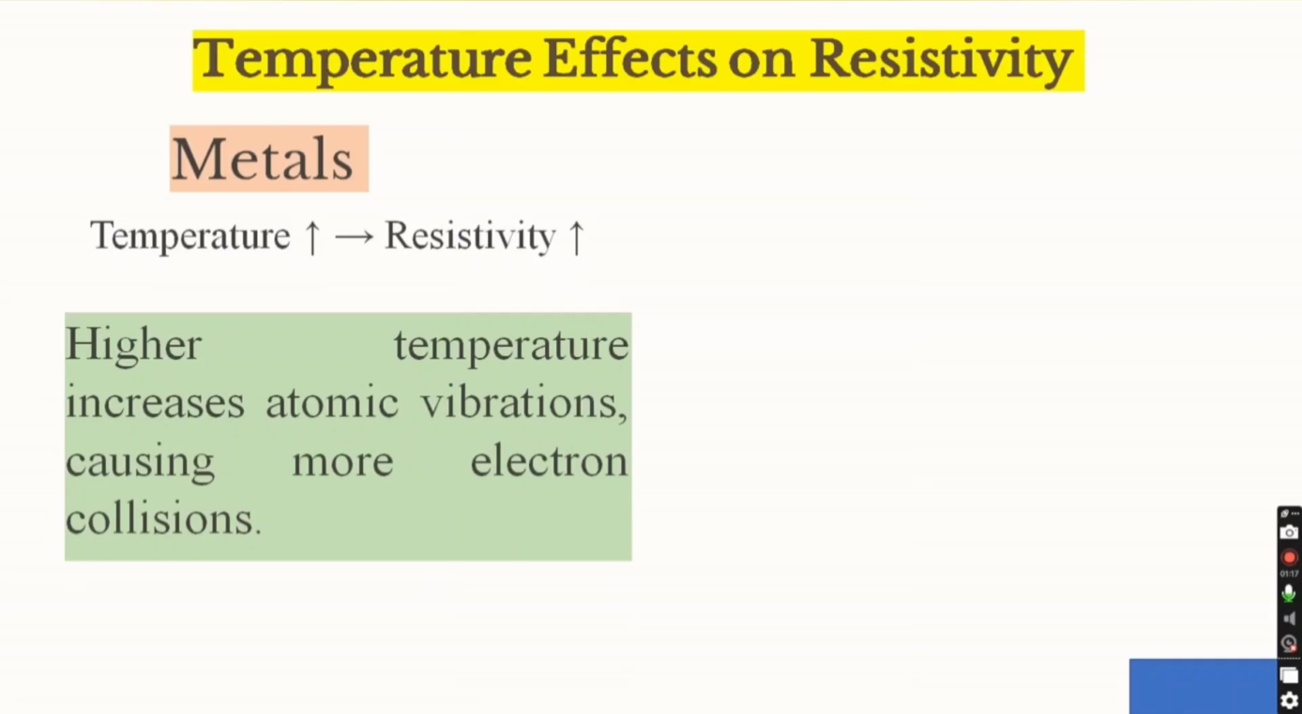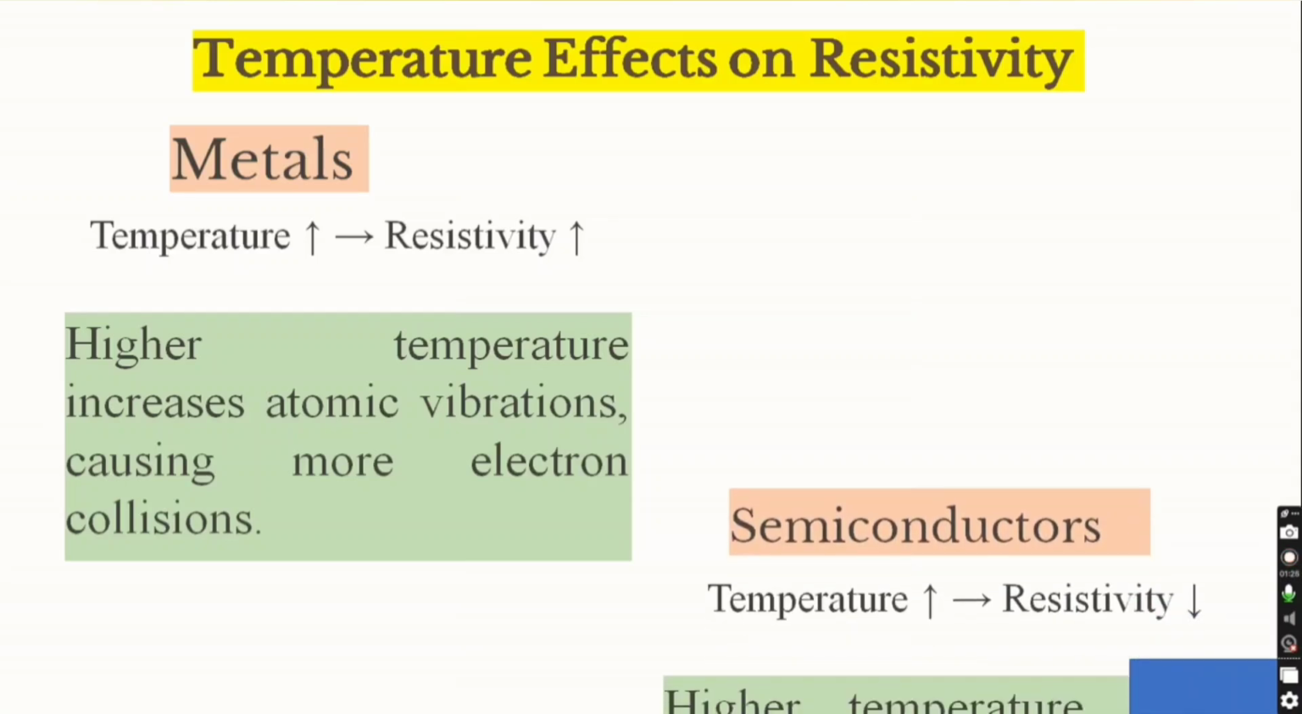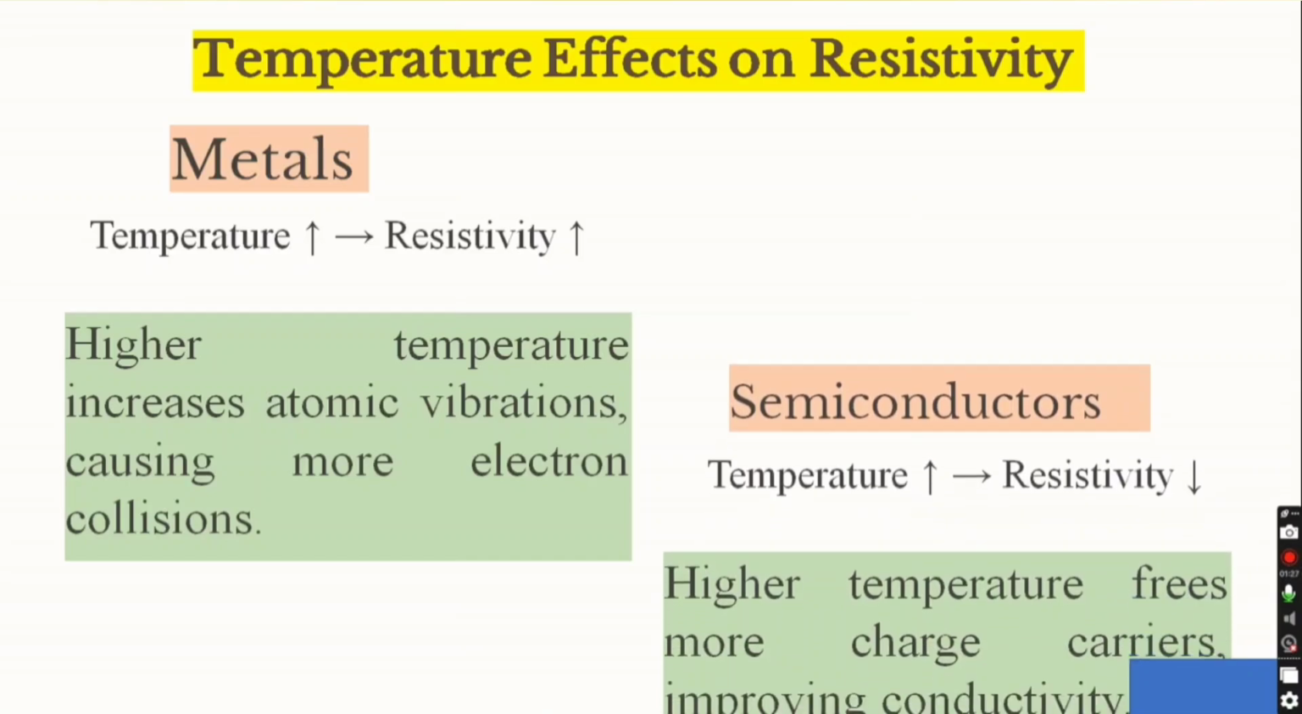Effect of temperature on different materials. A. Metals: temperature increases, resistivity increases. Reason: at higher temperature, atoms vibrate more. More vibrations, more electron-atom collisions. Collisions reduce electron drift velocity, so resistivity increases.